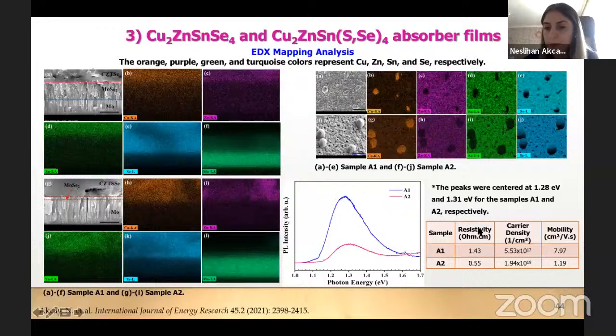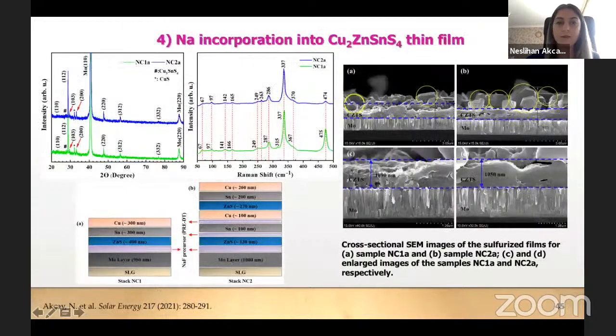Here you see the resistivity, carrier density, and mobility electrical parameters of the films. We also investigate the electrical properties of the films. That's the study related to sodium incorporation into cassiterite thin film materials.